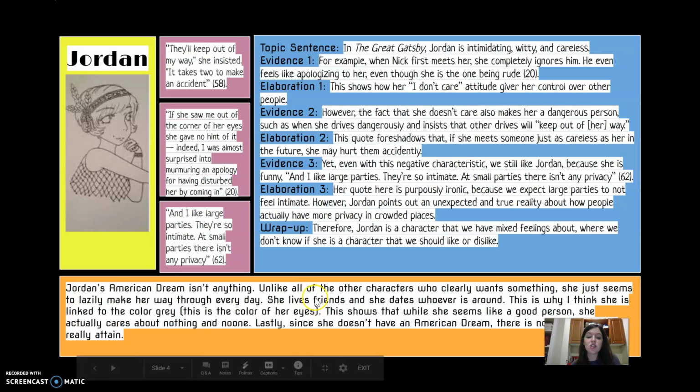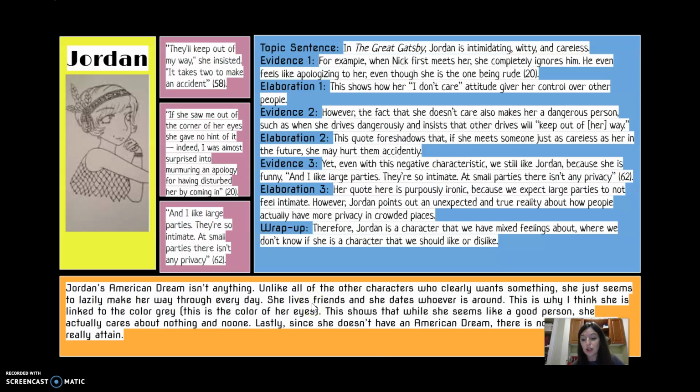She lives, I think they should say, she lives with friends and she dates whoever is around. This is why I think she is linked to the color gray. This is the color of her eyes. This shows that while she seems like a good person, she actually cares about nothing and no one. Lastly, since she doesn't have an American dream, there is nothing for her to really attain. I think the student does a really good job here. They have a typo, but you know what? When the ideas are this good, we don't care about typos, and these ideas are really good.